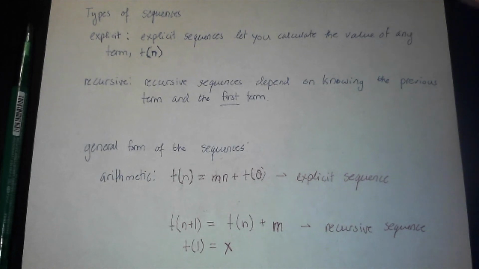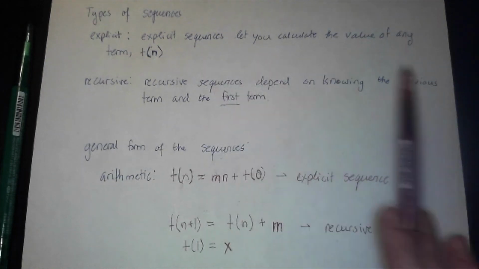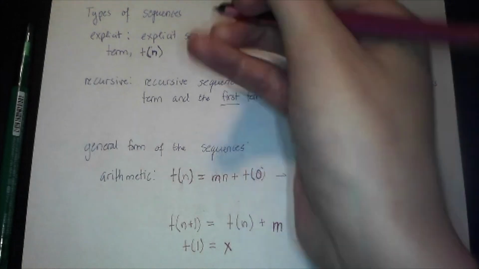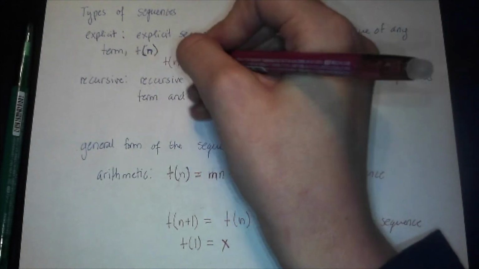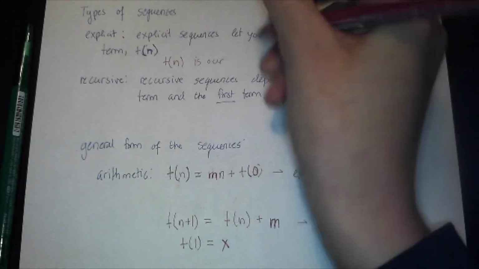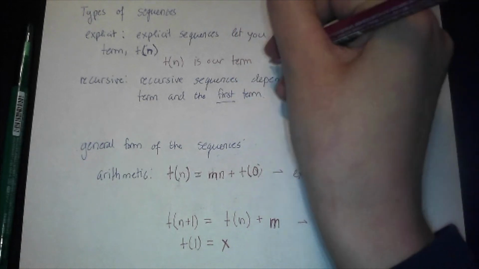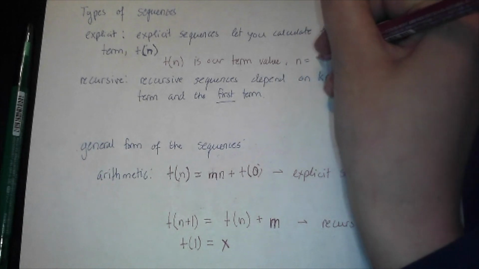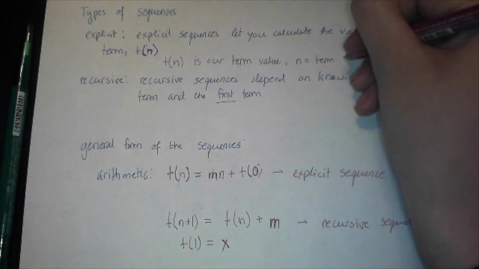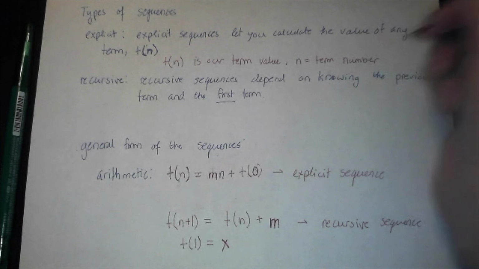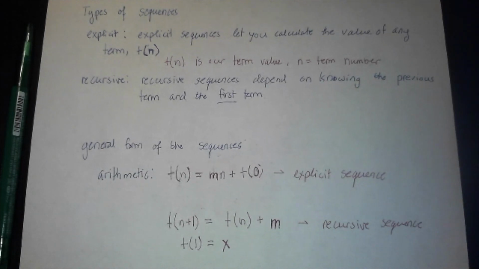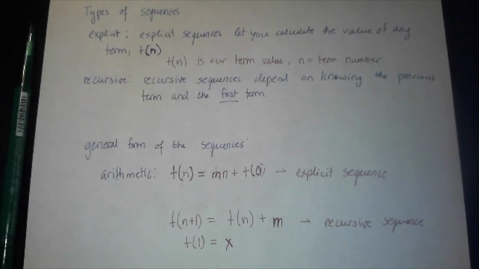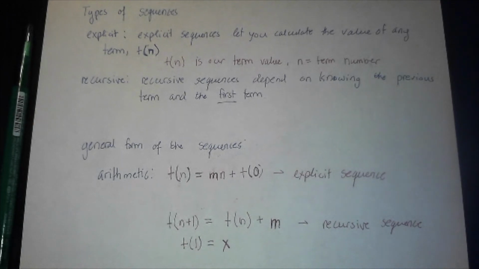So an explicit sequence lets you calculate the value of any term t of n, where t of n is our term value and n is our term number. And we're going to go over some examples for what that looks like in a little bit. Try and make this a little less blurry. Okay, sorry.